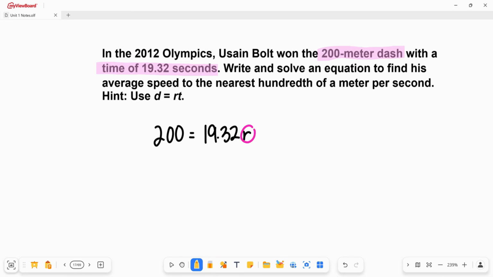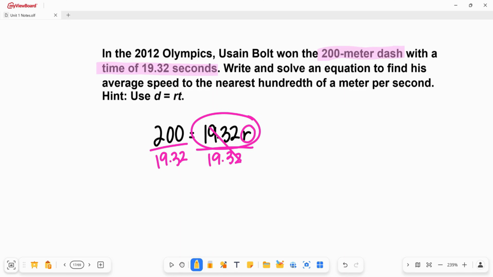If you need to make those circles, you make those circles. I see that multiplication is happening. So the opposite of multiplication is division. So I'll have 19.32 being divided on both sides. So 200 divided by 19.32 is a big number.